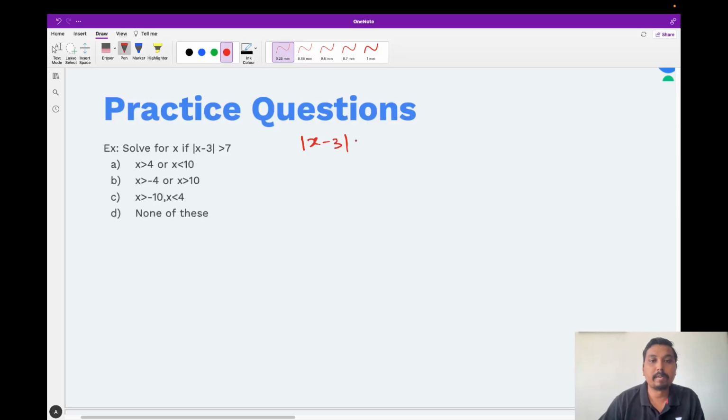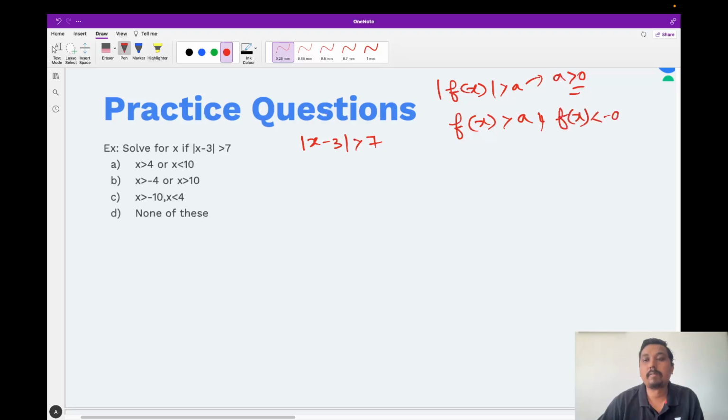So |x minus 3| is greater than 7. Again, guys, if you remember, I have given you |f(x)| greater than a, and always remember a is greater than 0, then only all my conditions apply. So what will happen? Here I have to put f(x) greater than a, or f(x) less than minus a.